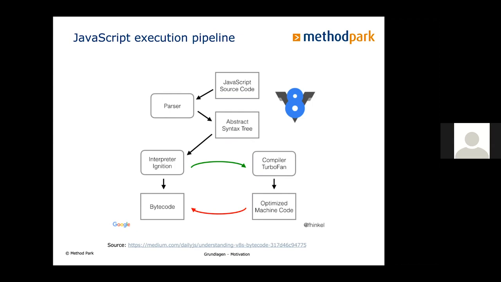And if the interpreter realizes, okay, this piece of code is run so often and always with the same parameterization, then it will mark that code as hot and will instantiate a compiler that will compile this piece of code into machine code. And if that compiler realizes, okay, it's called really often, it will even optimize that machine code so it can run really fast.